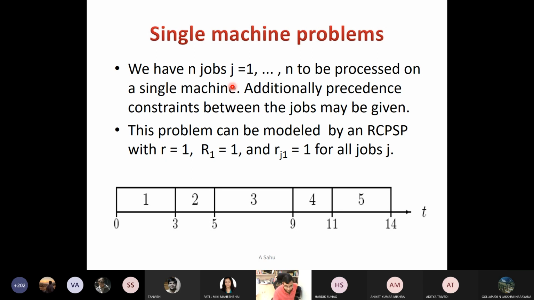Sorry for the disturbance. Someone came and knocked on my door and took a signature. So this is the demerit of online classes. In a classroom, no one disturbs.